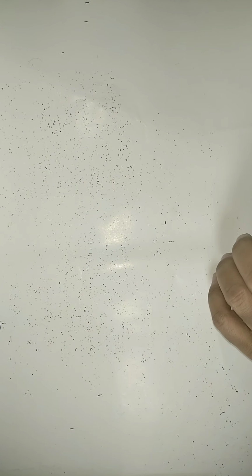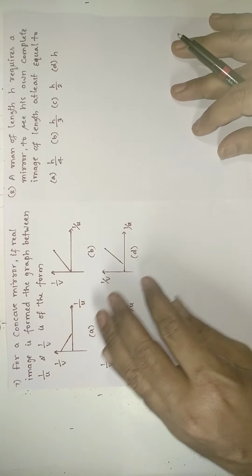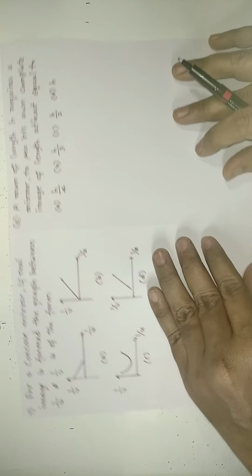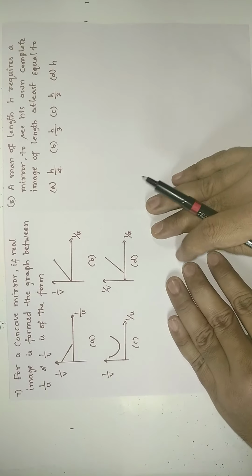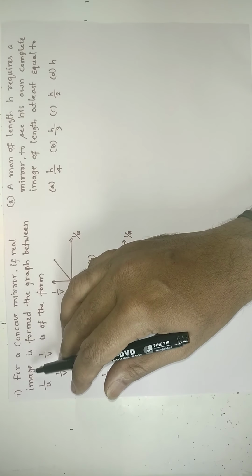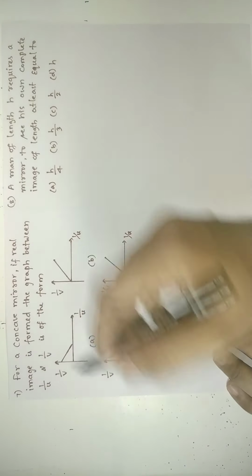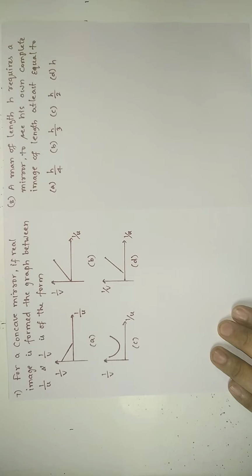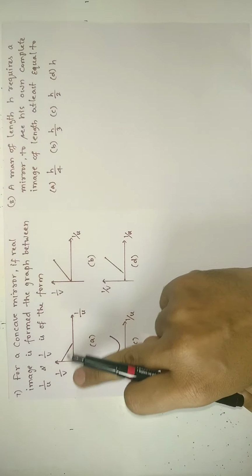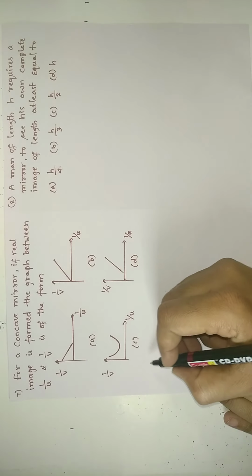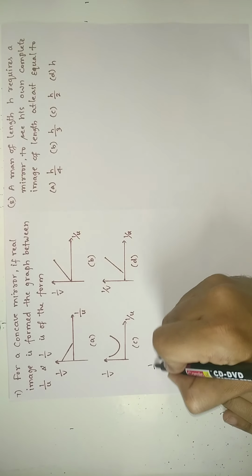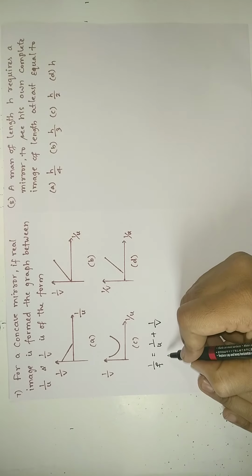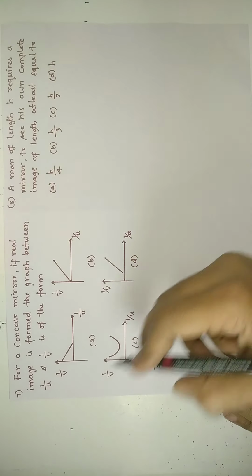Next, let us go to the next question. The question goes like this. It is given that you have a concave mirror and the real image of the object is formed. You need to plot a graph of 1 over v as a function of 1 over u. As we require the variation of 1 over v versus 1 over u, let us make use of your mirror formula, which is given by 1 over f equal to 1 over u plus 1 over v.